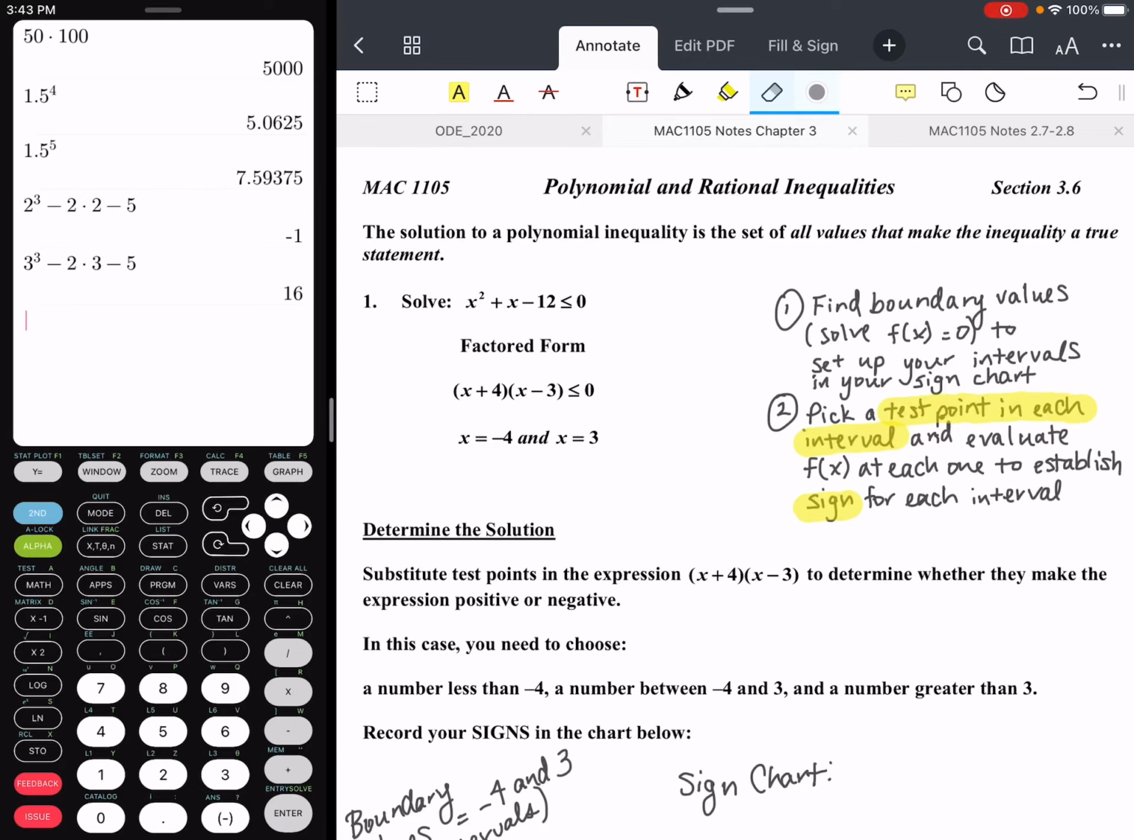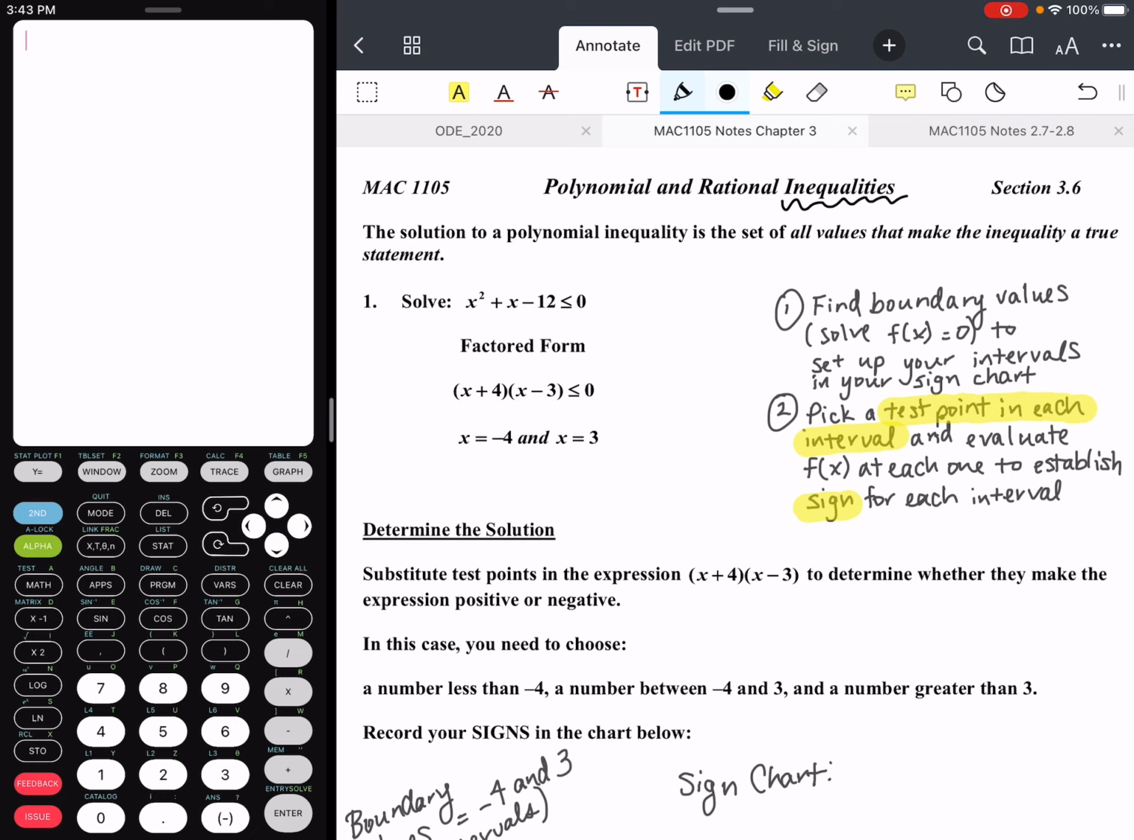We'll start this section by solving what are called polynomial inequalities. Usually we're solving equations with equal signs, but when we're solving inequalities, we'll see less than or greater than or equal to, or any of those inequality symbols in there.